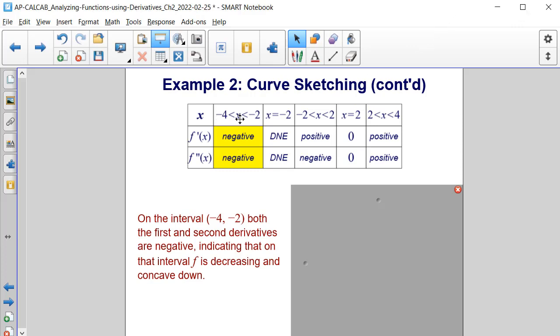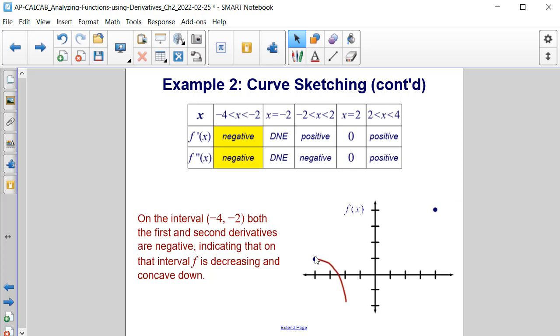So from -4 to -2, f prime of x is negative. That means that our function will decrease. We also know that f double prime of x is negative also. That means it's also going to be concave down. So therefore, from the point that we graphed at -4 all the way to x equals -2, we are going to have a decreasing and concave down curve sketch.